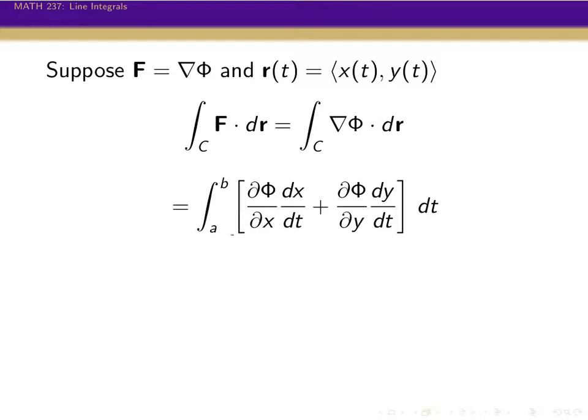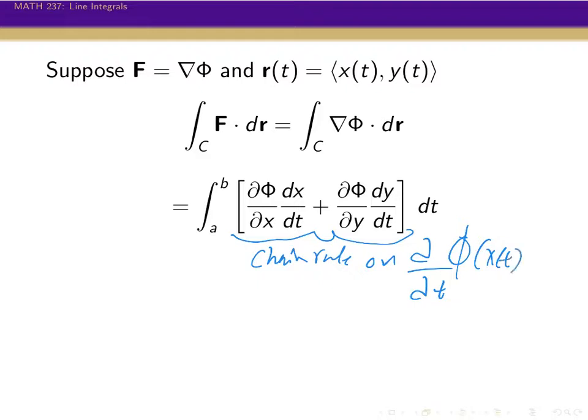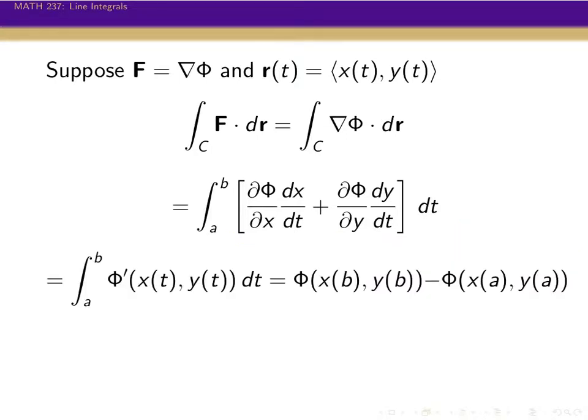Well, this should look really familiar. This is what we get when we do the chain rule on d phi with those plugged in. And so let's swap that in. And so really we're just integrating the derivative of phi once we plug in x of t and y of t. So this derivative now makes sense, because once we plug in x of t and y of t, phi is then just a function of t, so we can take the derivative in terms of t. And so this right here is coming from the chain rule.